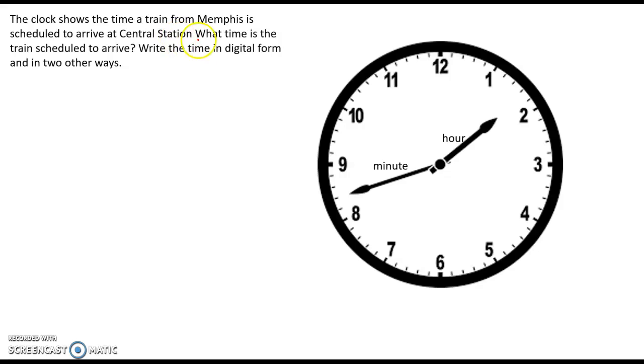So this question is asking us first what time the train is scheduled to arrive. So we need to look at the clock and figure out what time. And then we also have to write it in two other ways. So you're probably wondering, how do I write time in more than one way? And we'll talk about that. So let's take a look at this clock.